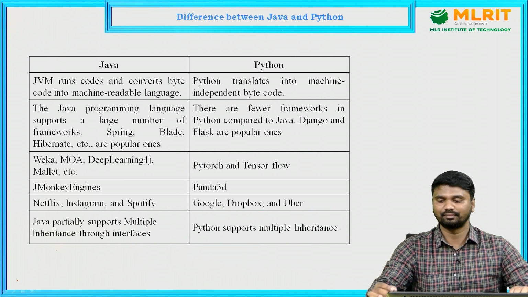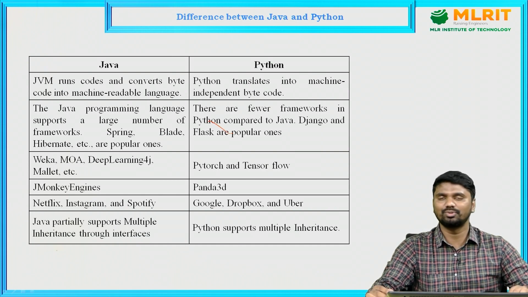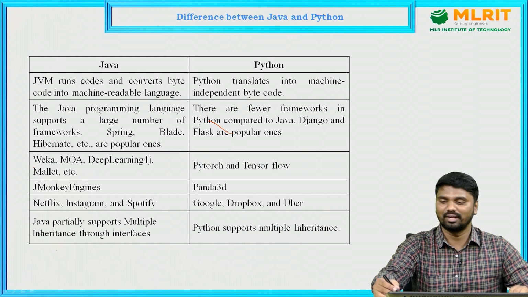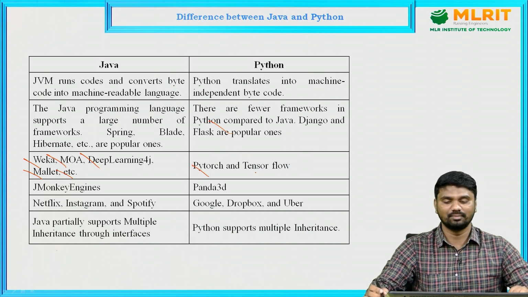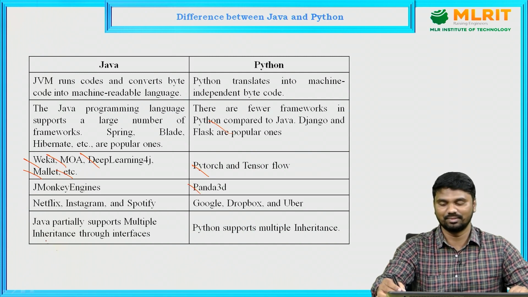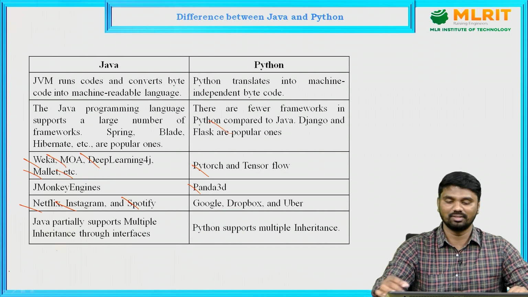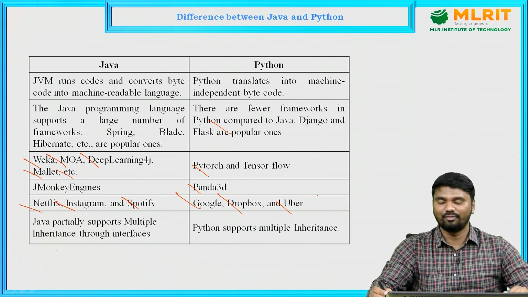Next, you see frameworks are there in Java. Spring, Blade, and Hibernate are the most popular frameworks in Java. But in Python we have the frameworks Django and Flask, which are used to develop web applications. And here we have the tools for machine learning: Weka, MOA, Deep Learning 4J, Mallet, and so on. And here TensorFlow and Torch. Next, we have some engines, that is Panda3D and JK engines. Companies that use Java mostly are Netflix, Instagram, and Spotify, that is music applications. And for Python, Google, Dropbox, and Uber. Even YouTube is now using Python for recommendation purposes.